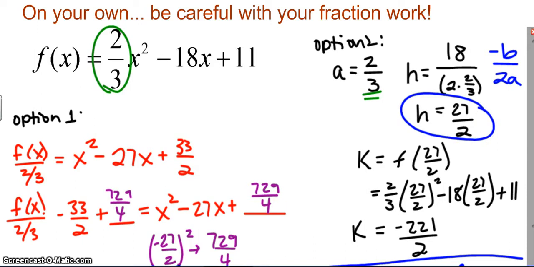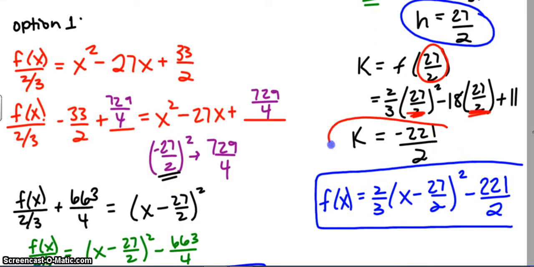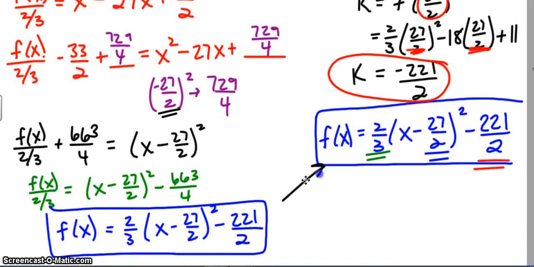And then our K value is what happens when you take this negative b over 2a, or in our case 27 halves, and you plug it into your function f of x. So everywhere I see an x, I plugged in 27 halves. Calculator work, negative 22 over 2 is your K value. So then put it all together, you've got A, H, and K, which match up perfectly with what happened when we completed the square. So decide which method you like better, and it is up to you for how you get to standard form.